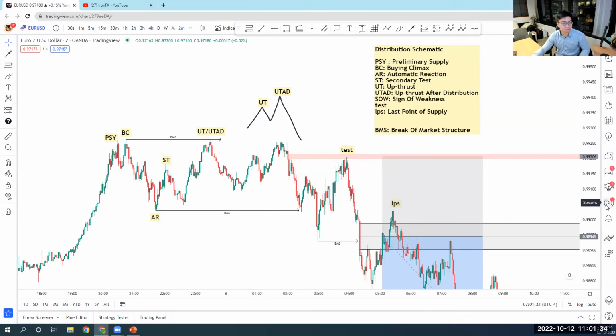It's very, very technical, but if you notice, that's why I always mention, you catch the last point of supply, price usually reacts very, very fast all the way down.